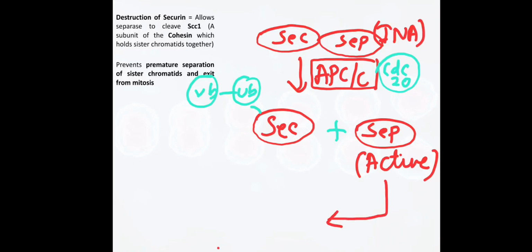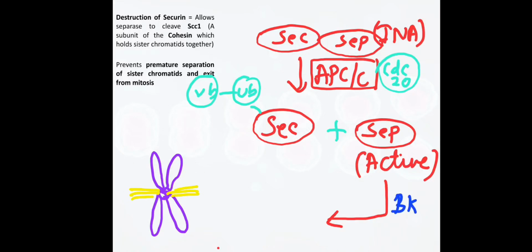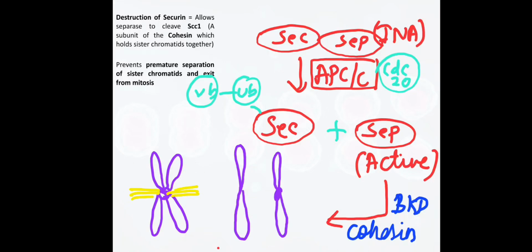So what is the function of this active separase? So consider here there is a chromosome with sister chromatids and there is spindle apparatus attached to it. So this separase helps in breakdown of cohesin. I'll write BKD, breakdown of cohesin protein. What happens when there is a breakdown of cohesin protein? It releases sister chromatids. It pulls the sister chromatids apart, helping the proper segregation of sister chromatids. Now you got to know, okay.